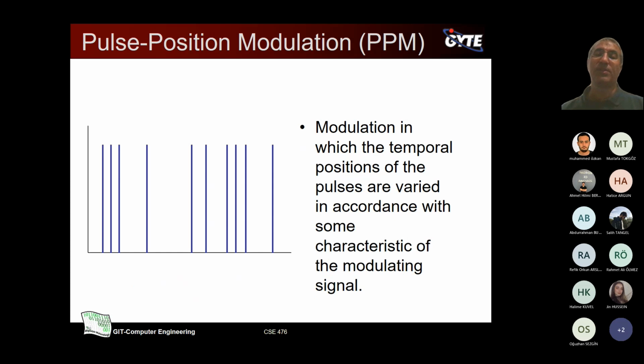Another one is pulse position modulation. Just by changing the temporal position of the pulse, we can transmit different bits. So let's say from 0 to T1 is for bit 0, and from T1 to T2 is the position for bit 1. If you want to transmit bit 0, you transmit at that specific position. And this is called PPM.